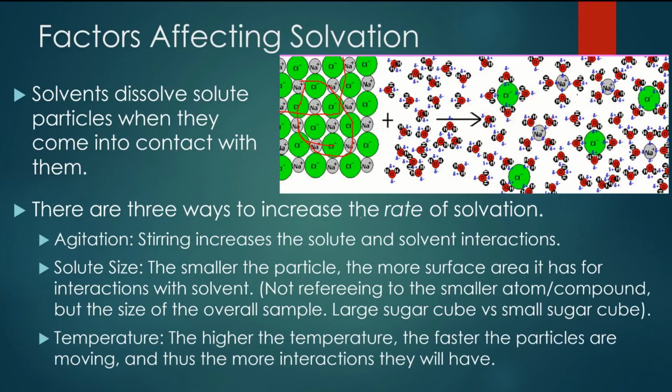And finally, the last thing you can do if you want to dissolve some sugar into your tea a little bit faster is the temperature. The faster these water molecules are moving, that'd be a higher temperature, the more collisions they can make with those sodium and chloride ions, and the more collisions they're making, the faster they're going to pull those ions apart.